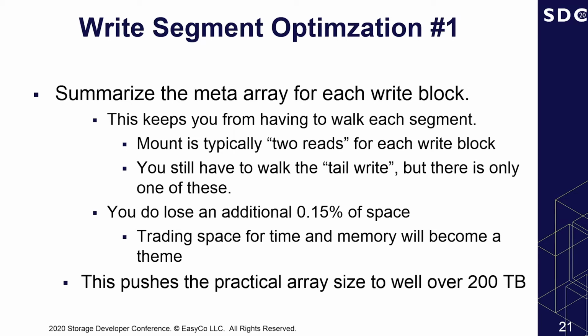The optimization we came up with was to write a second copy of the meta tag array at the close of every write block. During mount and defrag, we can read this summary array and get all of the mapping for the entire write block without walking each write segment. This works great for all but a single block. The tail end of the write would not have a summary. So on a single block, you still have to walk the segments. But doing this once is far better than doing it tens of thousands of times. This pushes the practical limit of array size to well over 200 terabytes.